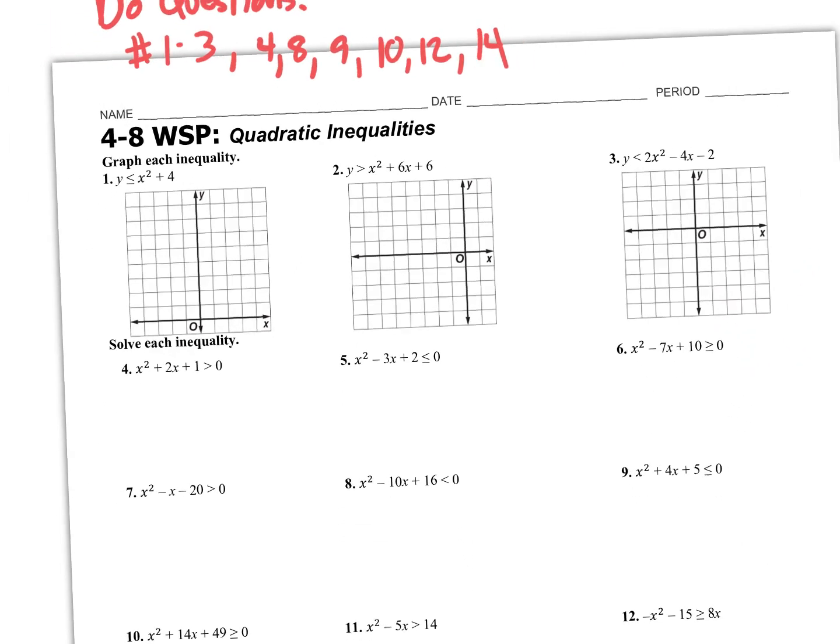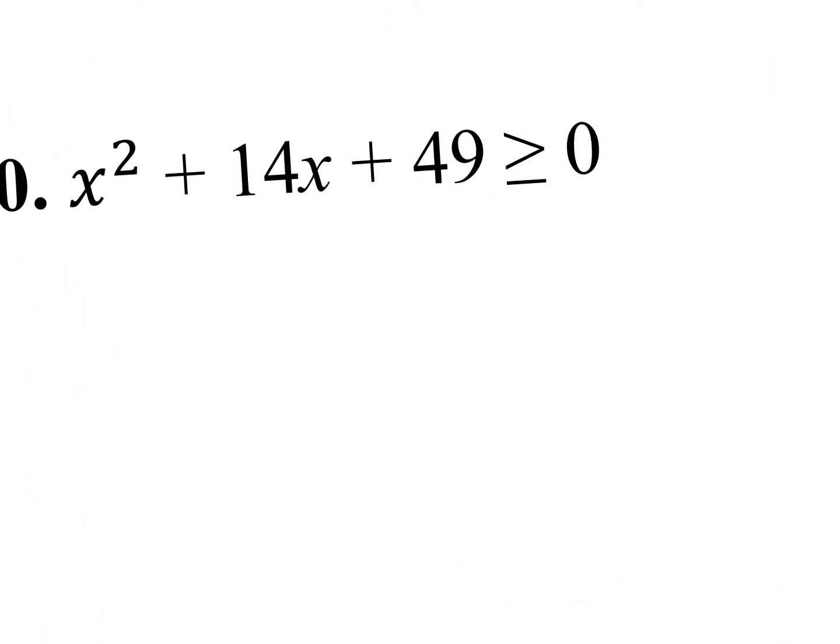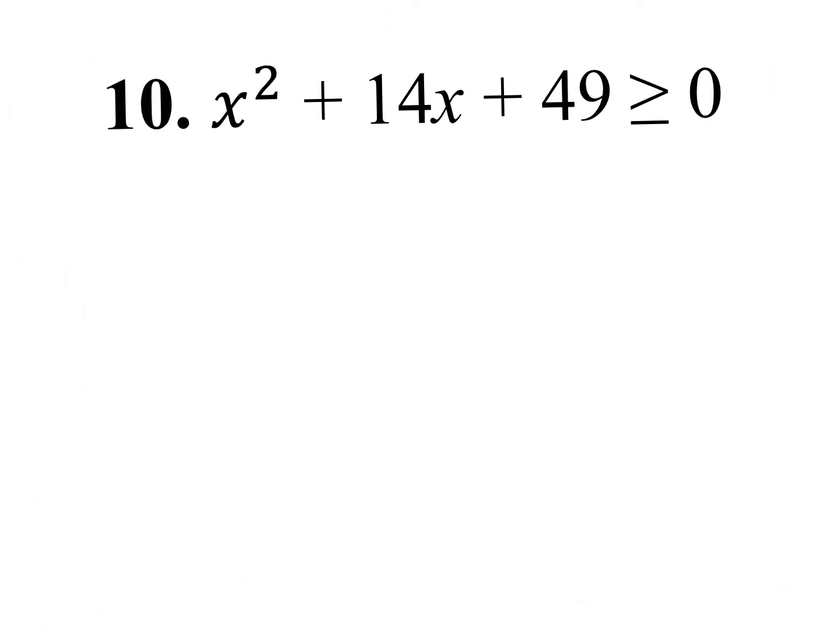Should we do one of those? Yeah. Pick one. 10? Let's take a look at number 10. Why not? All right, how do we begin this thing? Vertex. And of course, in the future, you're going to be able to solve these with algebra, not by graphing. But the vertex is x equals negative b over 2 times a.